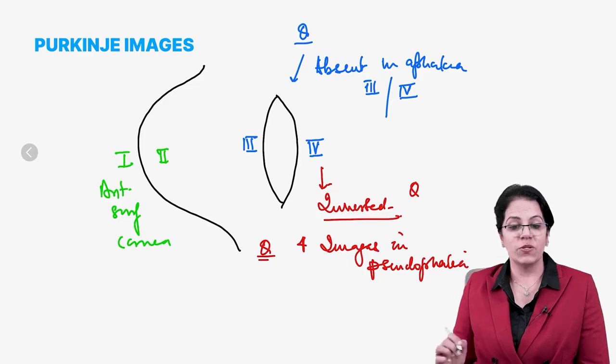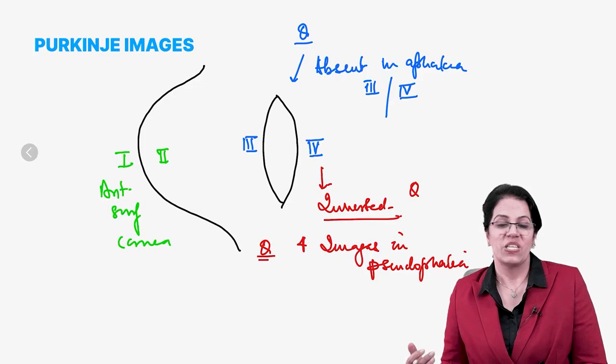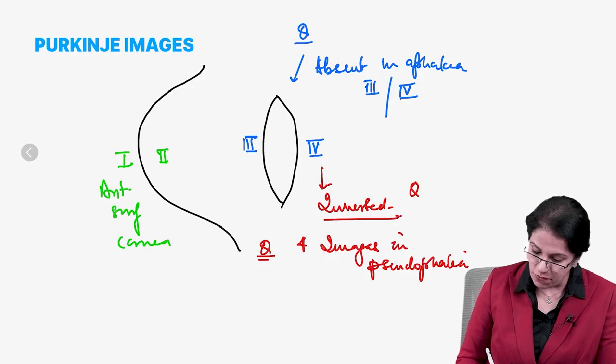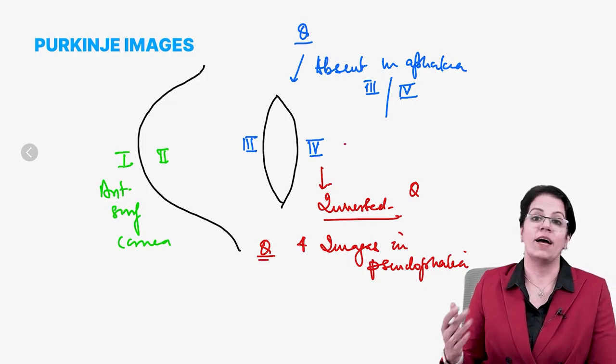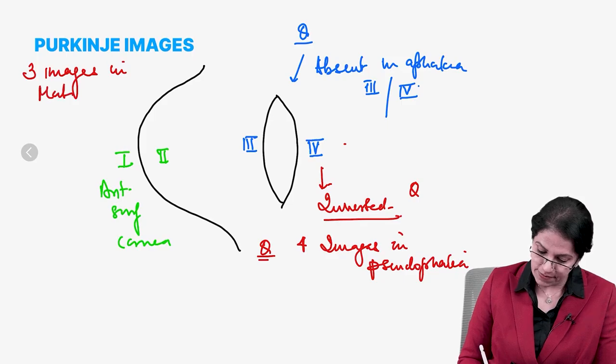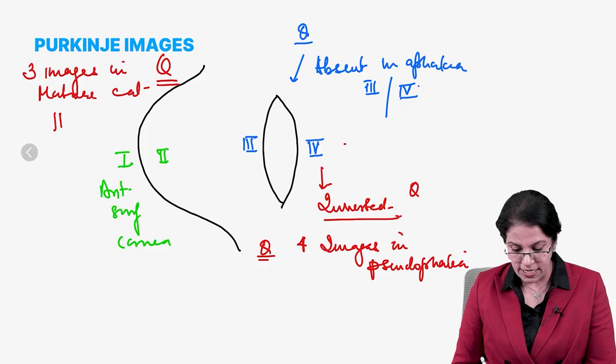Okay? Next question that they ask you is, what about mature cataract? So let us learn that in mature cataract, it is the 4th image which is absent. So there are only 3 images in mature cataract. Only 3 images. 4th is absent.